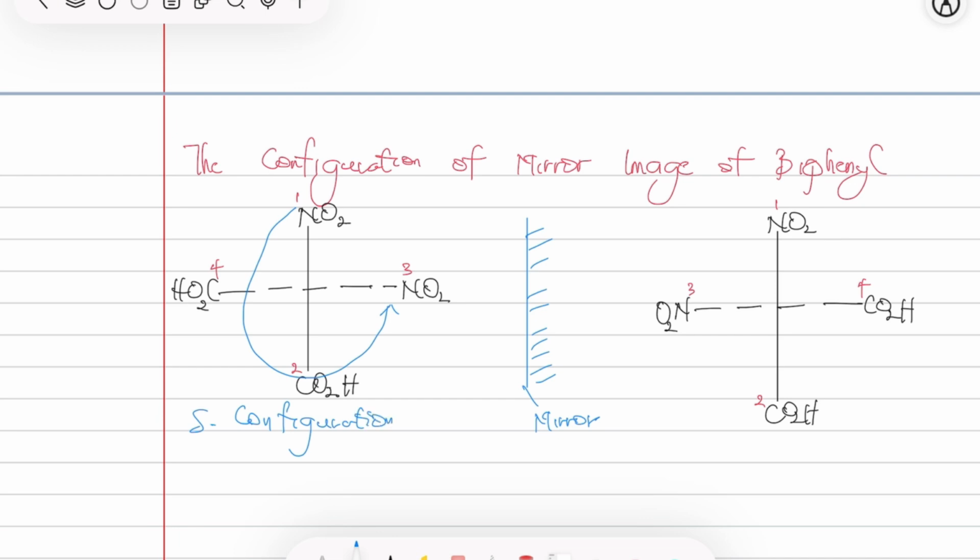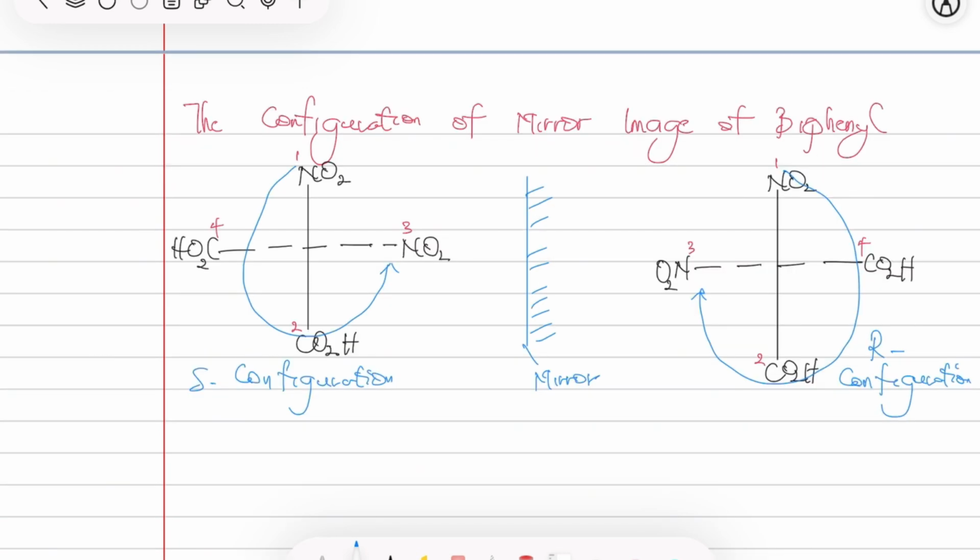In the mirror image, we have also assigned the priorities. Then, in determining the configuration, we move from the substituents with the highest priority down to substituents with the lowest priority, without taking cognizance of the substituent with the least priority. In moving my arrow, I will move in this direction, which is R. Generally, if you know the configuration of a biphenyl, the mirror image will have the opposite configuration.